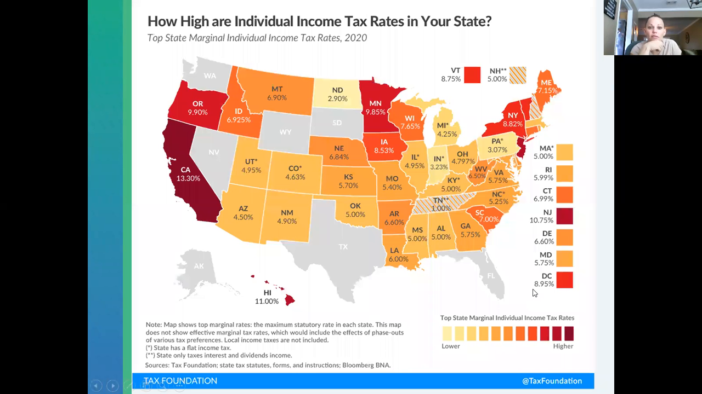So how are individual income tax rates in your state? So I showed that chart before, that was federal income tax. This is state income tax. You pay both federal and state income tax. So you can see in California, we are 13.3% income tax rate.